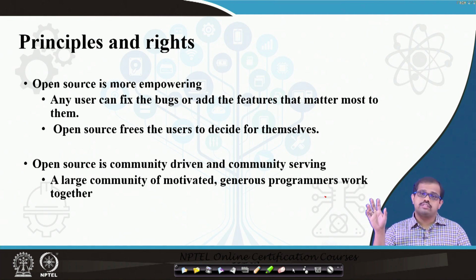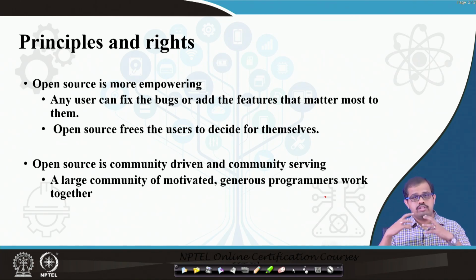Now open source is actually more empowering, because any user can fix the bugs or add the features that matter the most to them, and open source frees the user to decide for themselves. Open source is community driven and community serving. A large community of motivated, generous programmers work together in order to develop these things. So that is how open source becomes more useful and more engaging in terms of having the principles and rights checked.